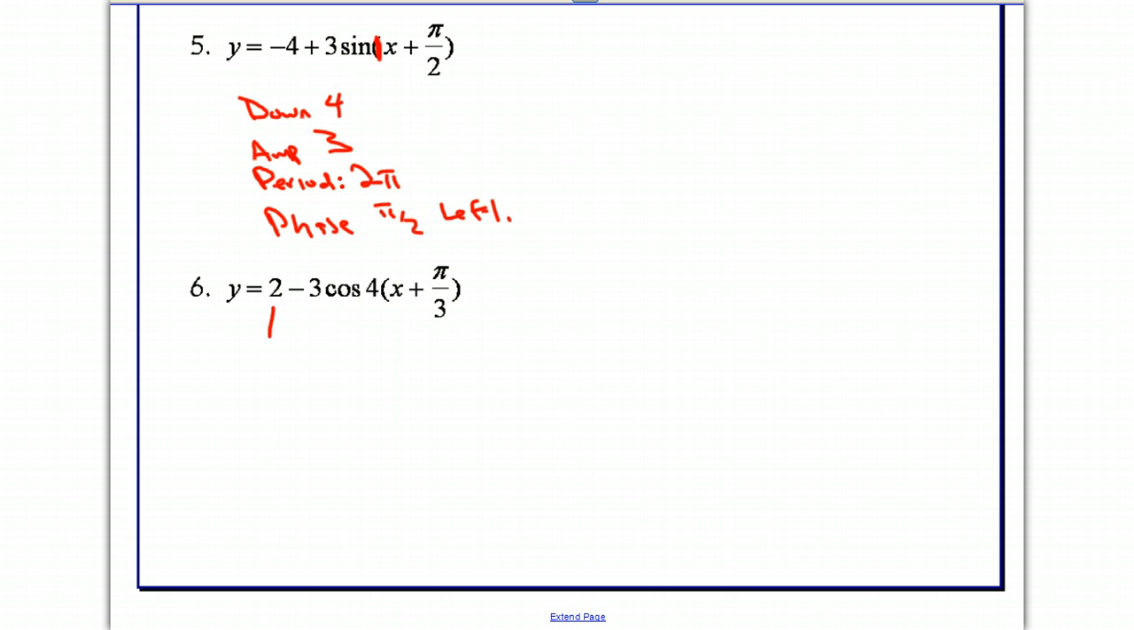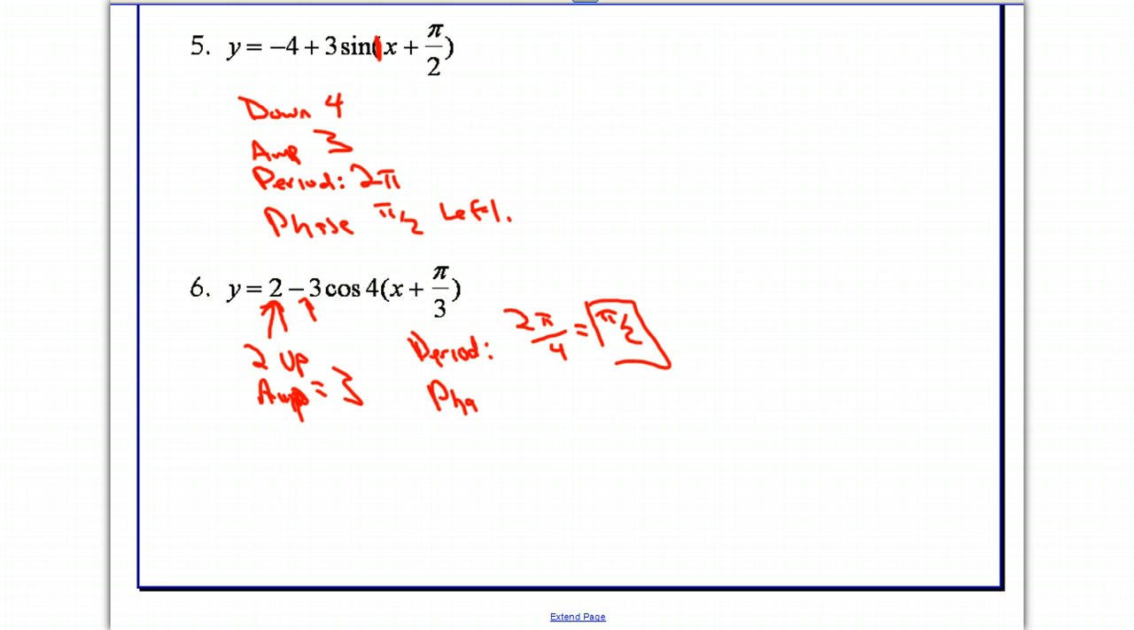Last one, number 6. This negative affects the amplitude. It's going to flip the graph over, but this is a positive 2 there. The amplitude is still 3. The negative we'll deal with in the graph. The period is 2 pi divided by 4, so it's pi halves. That graph occurs more frequently. And the phase shift is pi thirds. And again, it's a plus, so that'll shift it to the left. So that completes the first part of this.